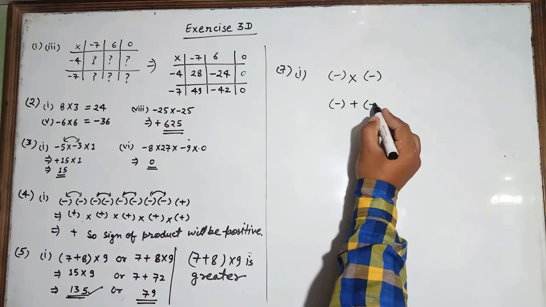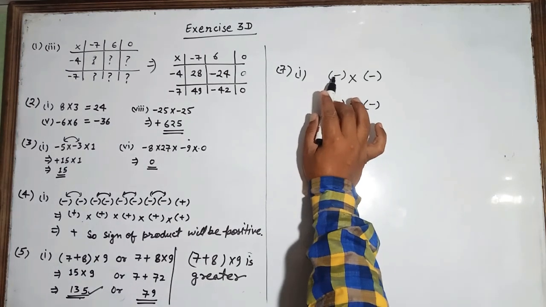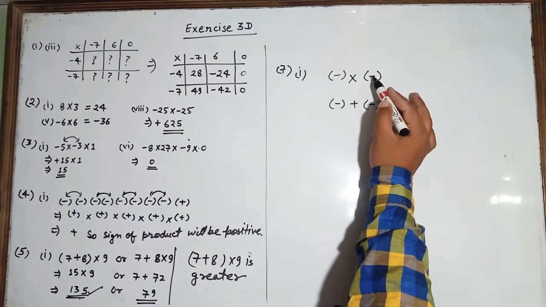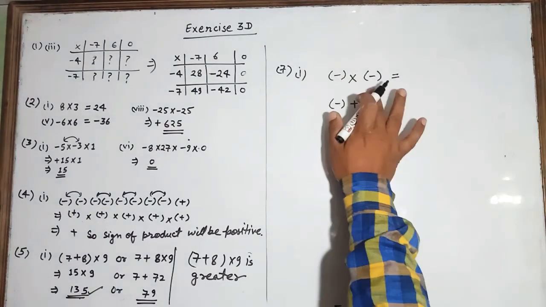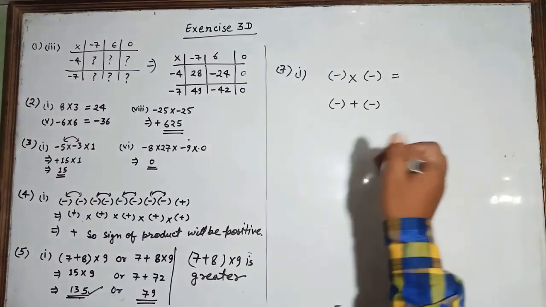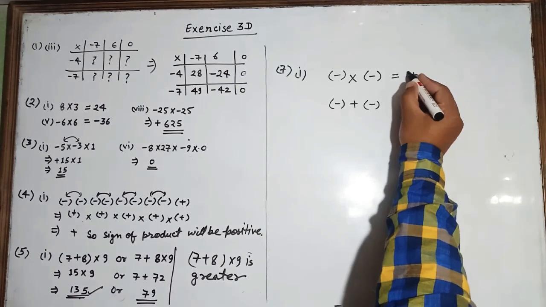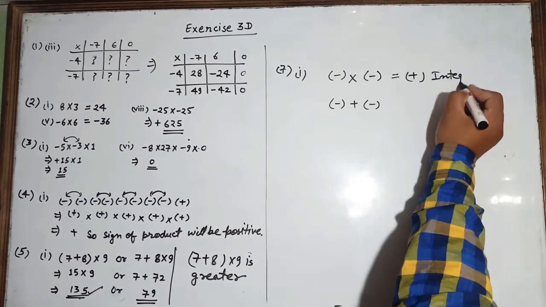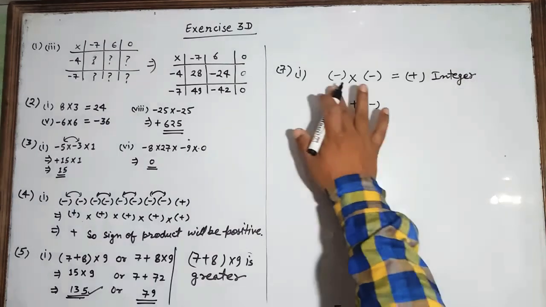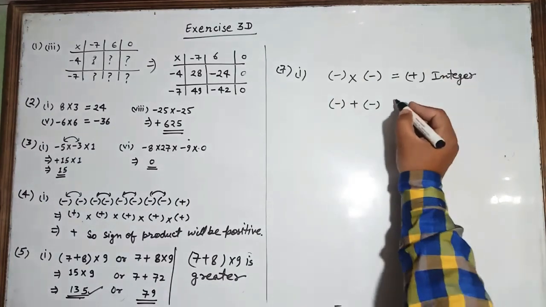Now you can see here what it is. The negative sign here indicates a negative integer. This one is again a negative integer. So if we are multiplying two negative integers, what will be our result? You know that minus into minus is plus. So your result will be a positive integer.